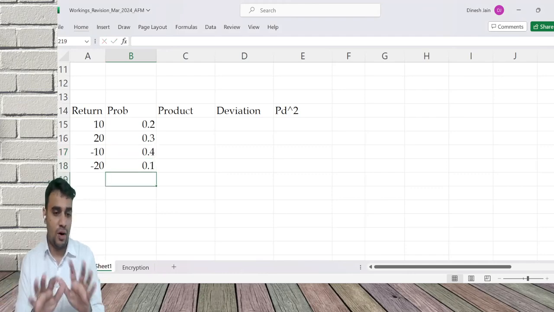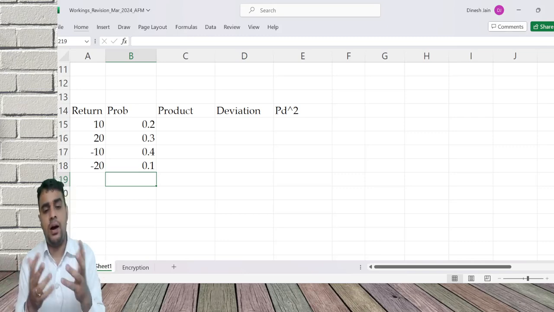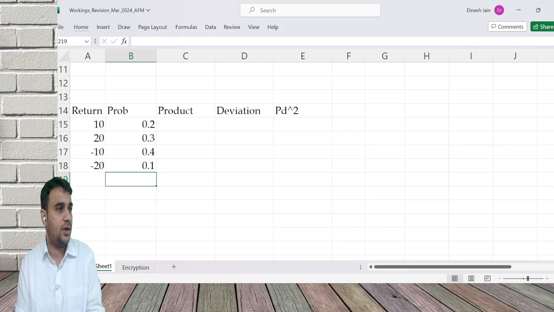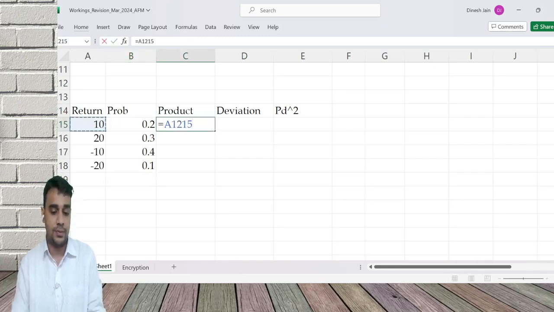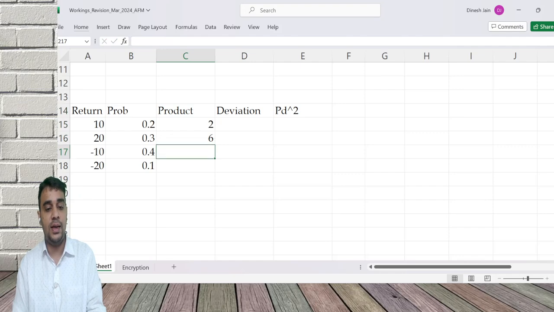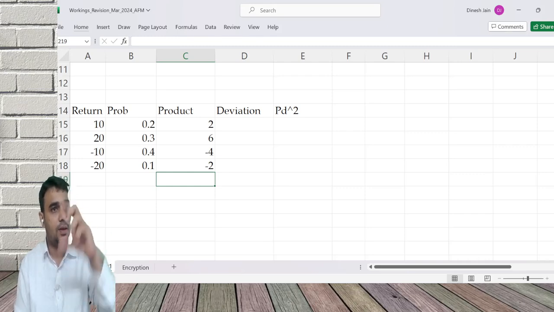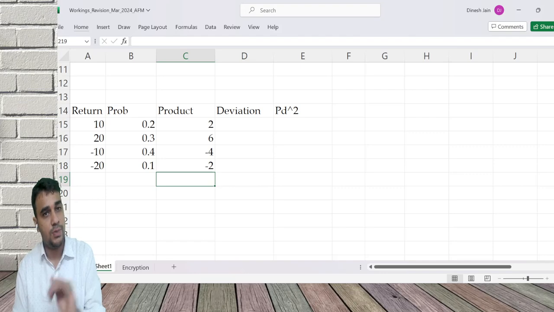Technically, this doesn't test anything of yours. It just tests whether you know the format and whether you know the formula or not, because return calculation is where the major challenge should come. So what is product? It is multiplication. Beyond this, it's only the calculator's work. You are not going to do anything. Return into probability, you get the product. We'll do questions on this as we proceed.